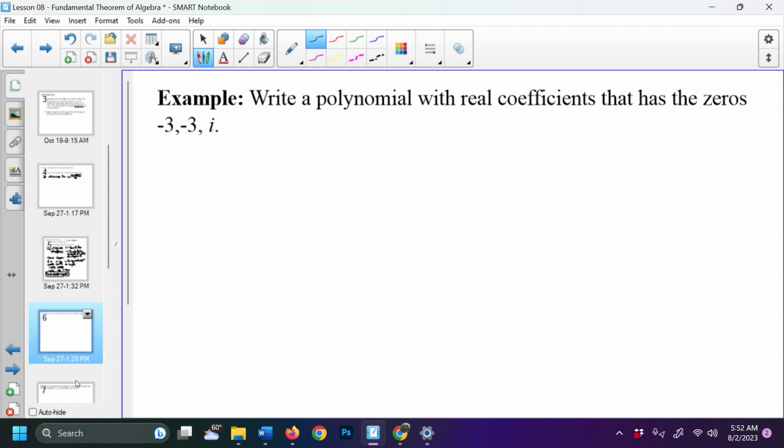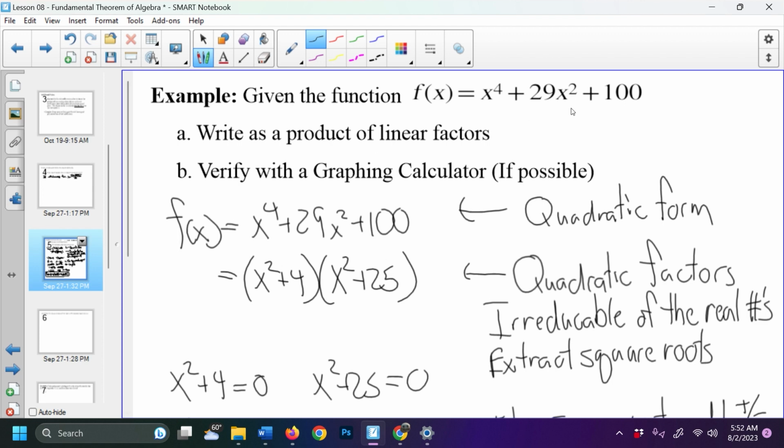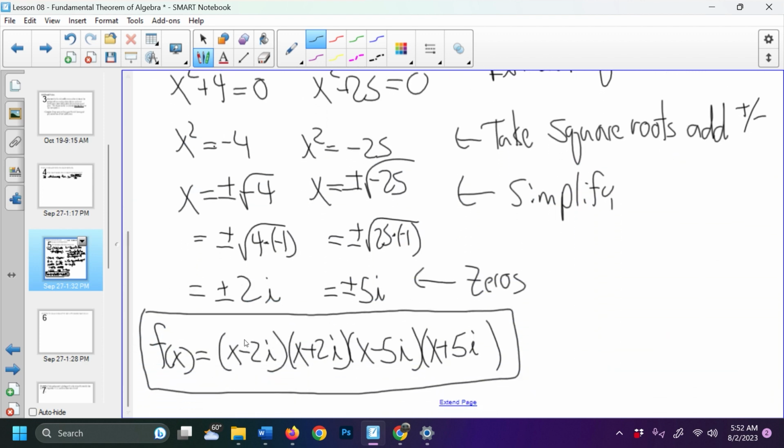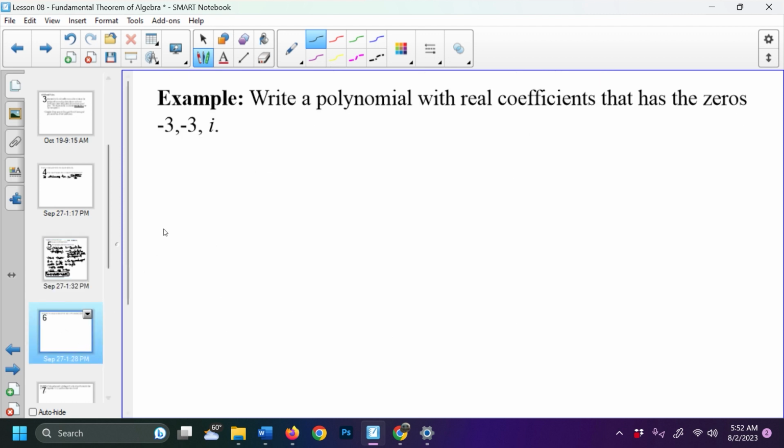Next example says write a polynomial with real coefficients that has zeros. So this particular example is doing the opposite of the last example, where in the last example we started with a polynomial expression and we found zeros and factors. Here we're given zeros and we need to write a polynomial. And so we will start by writing factors.